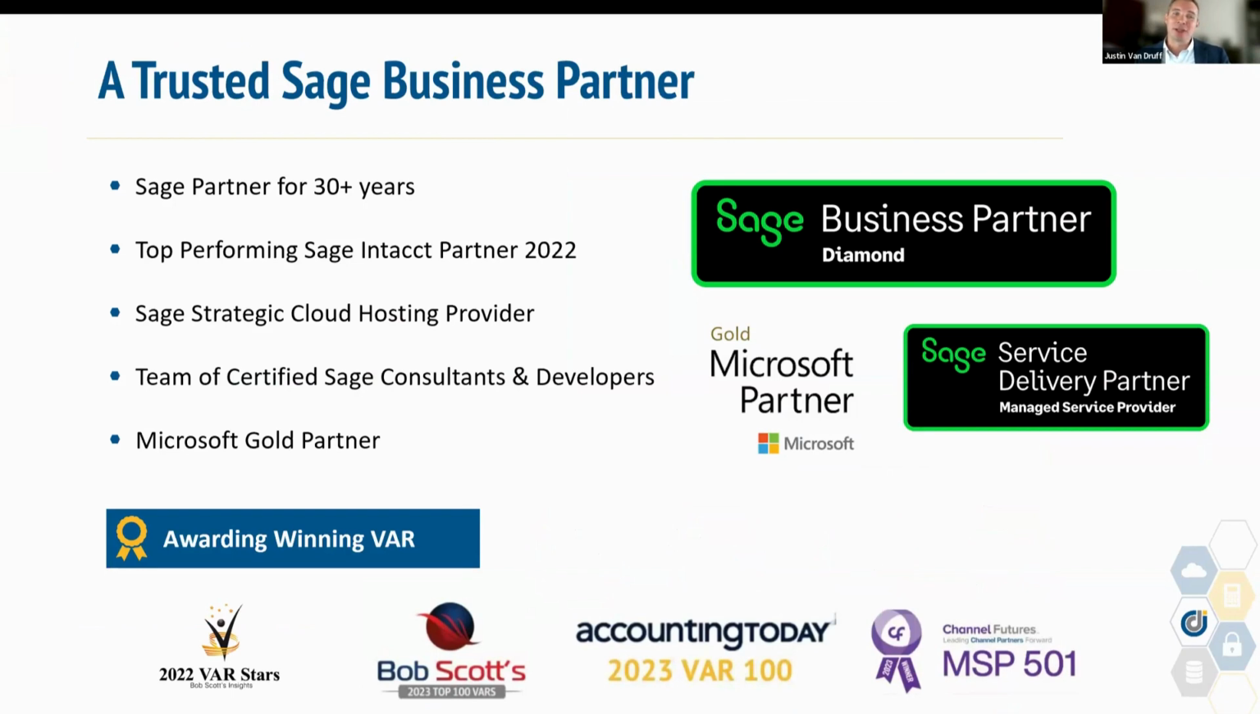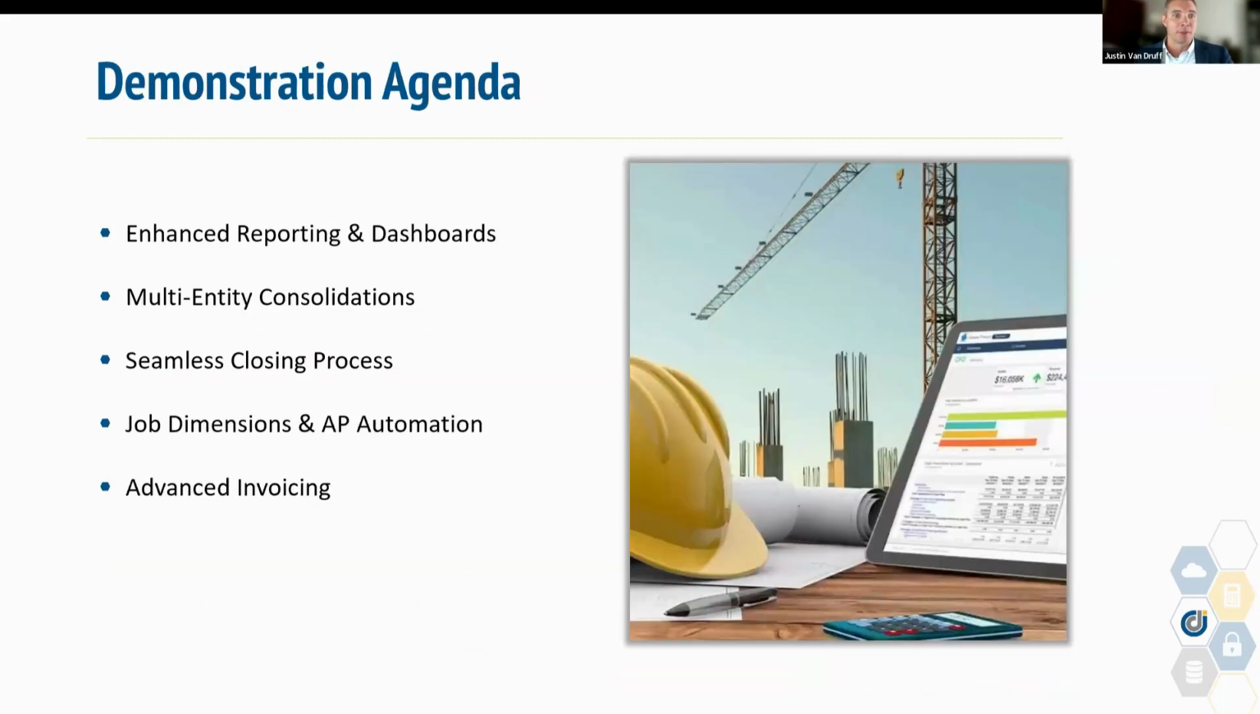CompuData is recognized by Sage year over year as a top performing Sage Intacct partner. This bullet point here says 2022, and we've already met the criteria for 2023. So we will be on that list again next year for our success in helping clients leverage the power of Sage Intacct to improve their business. Now, with that brief company overview out of the way, I'm going to hand it over to Kayla to go through the demo agenda and the walkthrough of the software.